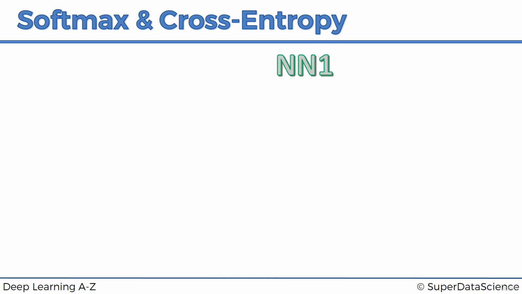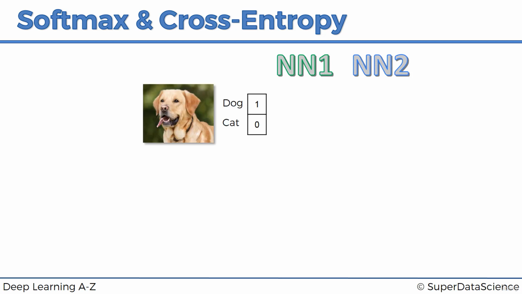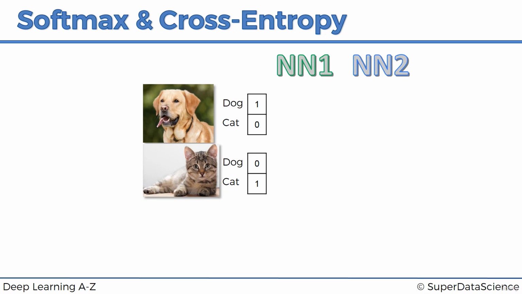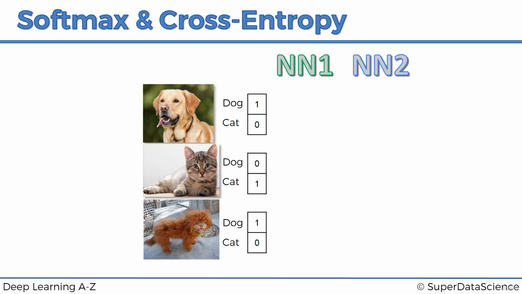So here's a neural net, and this will also explain why we're looking at different cost functions. Let's say we have two neural networks, neural network 1 and neural network 2, and we pass an image of a dog. We know that this is a dog and not a cat. Then we have another image, this time of a cat, and it's a cat, not a dog. And here we have a weird looking animal, which is in fact a dog, not a cat, if you look very closely. So we want to see what our neural networks will predict.